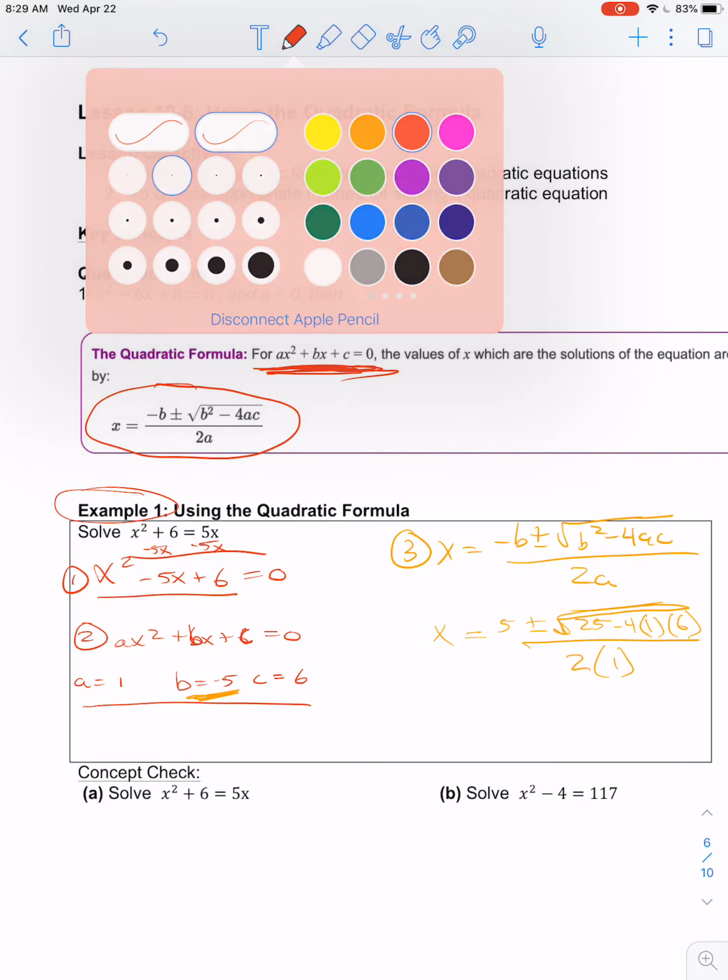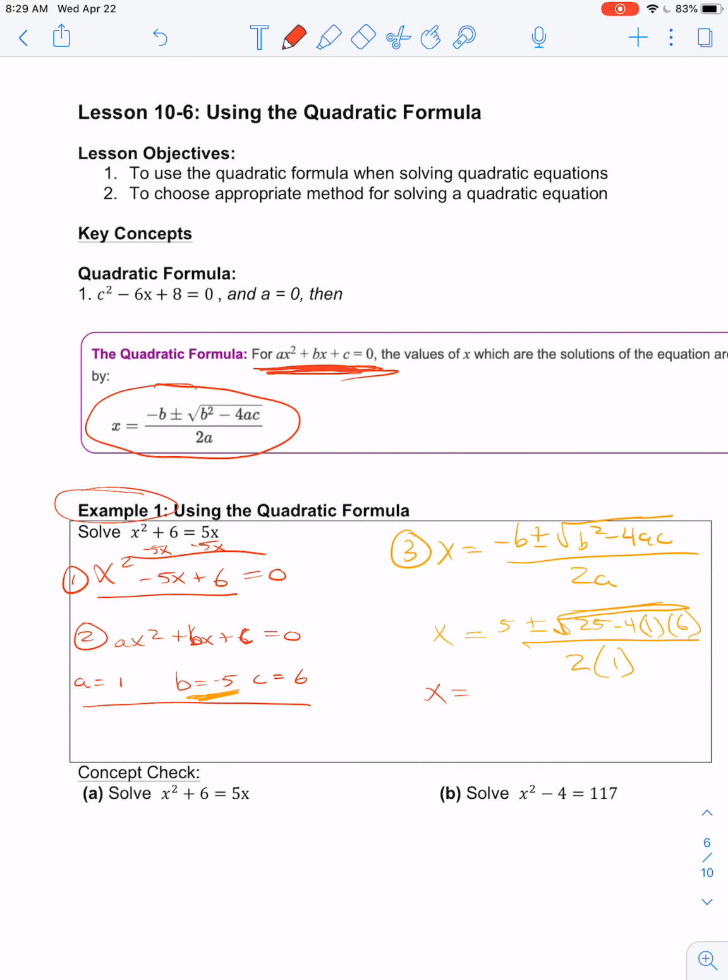So what do we get? Let's go down here on the next line in red. X equals 5 plus or minus the square root of 25 minus 4 times 1 times 6, which is 24. So the square root of 1 over 2. So what's 5 plus the square root of 1? Well, that's just going to give us 6. So x equals either 6 over 2 or x equals 5 minus the square root of 1, 4 over 2. X equals 3 or x equals 2.